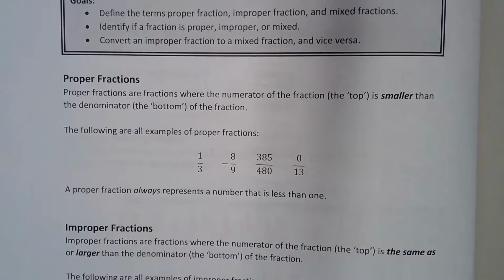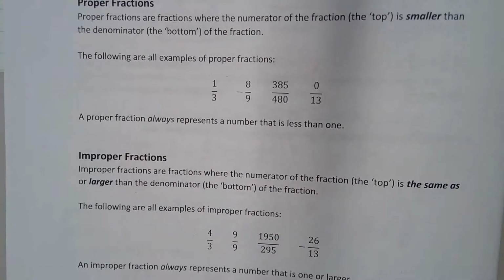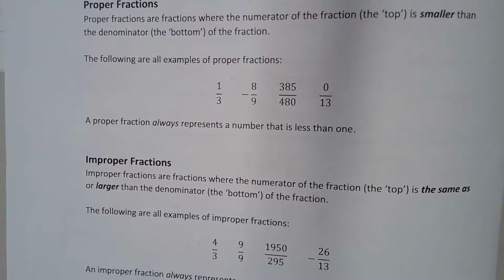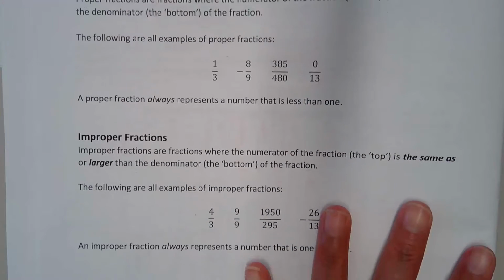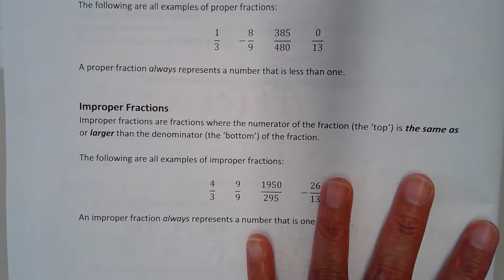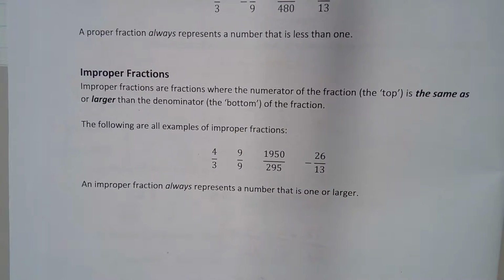Okay? And 0/13. So a proper fraction always represents a number less than 1. Less than 1. What about the improper fraction? So we have a proper. What about the improper? Improper is when the numerator, the number on the top, is bigger than the denominator.